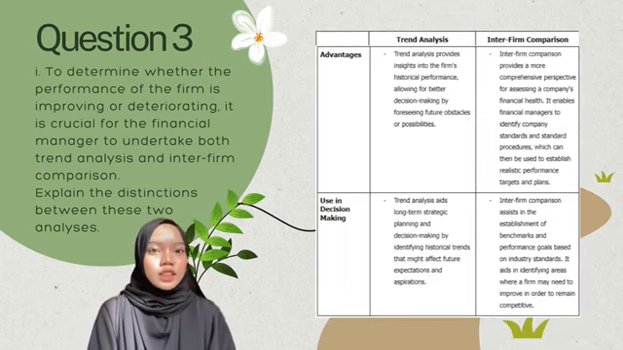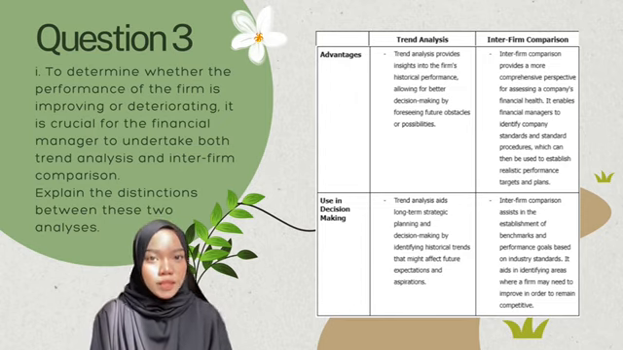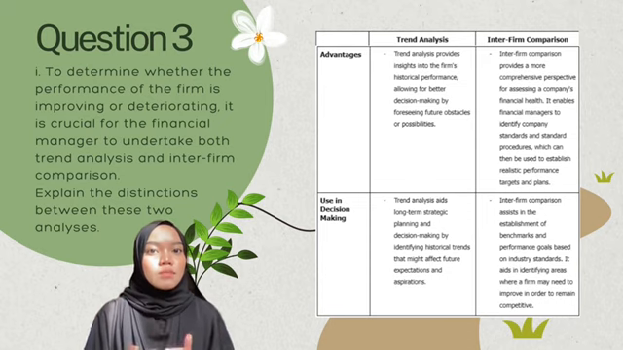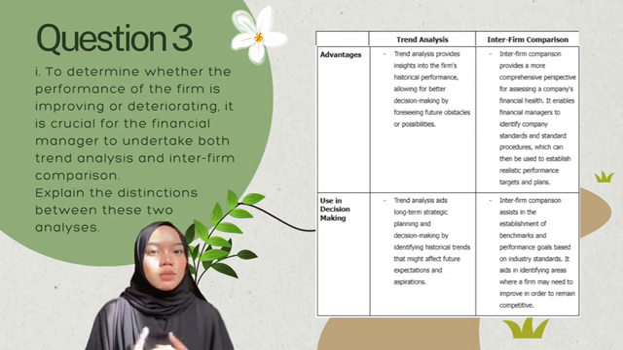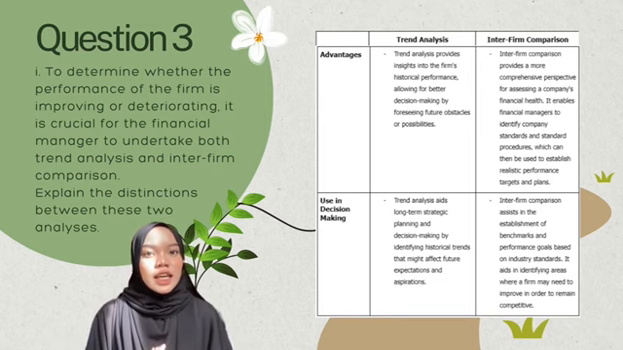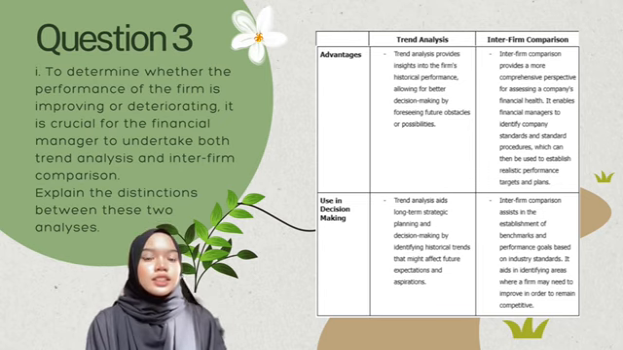The third one is the advantages. Trend analysis provides insights into the firm's historical performance, allowing for better decision making by foreseeing future obstacles or possibilities. While interfirm comparison provides a more comprehensive perspective for assessing a company's financial health. It enables financial managers to identify company standards and standard procedures, which can then be used to establish realistic performance targets and plans. Lastly, the use in decision making.